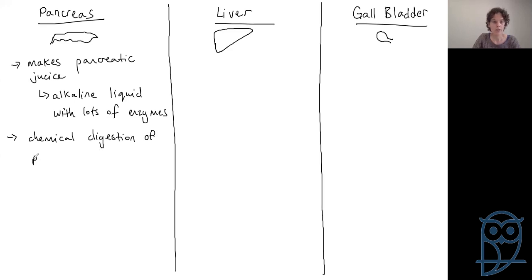of proteins and fats and starch. So you can see this is really important. Okay, so those enzymes in the pancreatic juice are going to be used for all of those. The liver, this is where bile is made. Okay, so we're going to digress slightly. The gallbladder is where bile is stored.